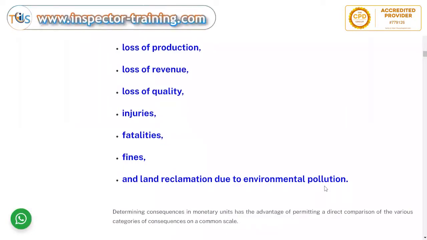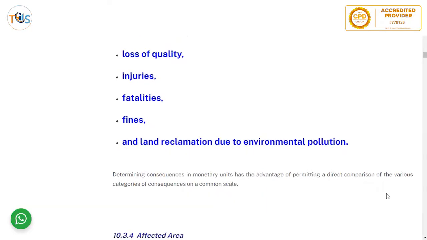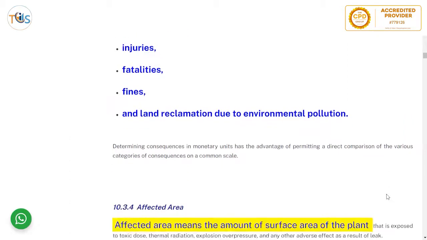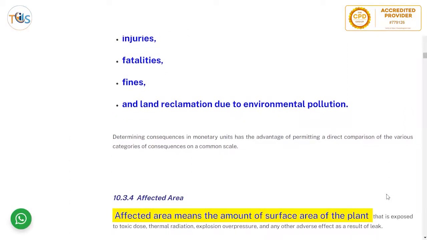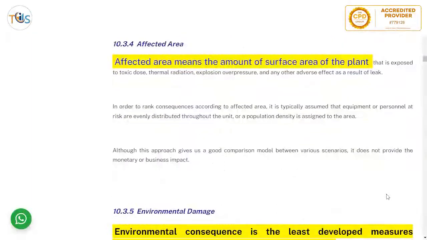You can also assign cost to any losses, such as loss of production, loss of revenue, loss of quality, injuries, fatalities, fines, and land reclamation due to environmental pollution. Determining consequences in monetary units has the advantage of permitting the direct comparison of various categories of consequences on a common scale. So hence we put it in monetary terms. So we can compare different scenarios and how much it's probably going to cost.